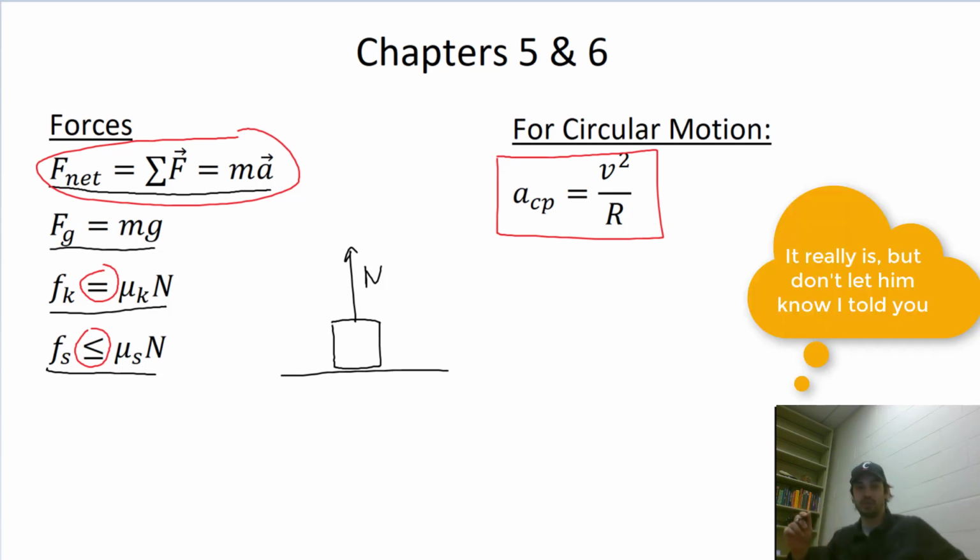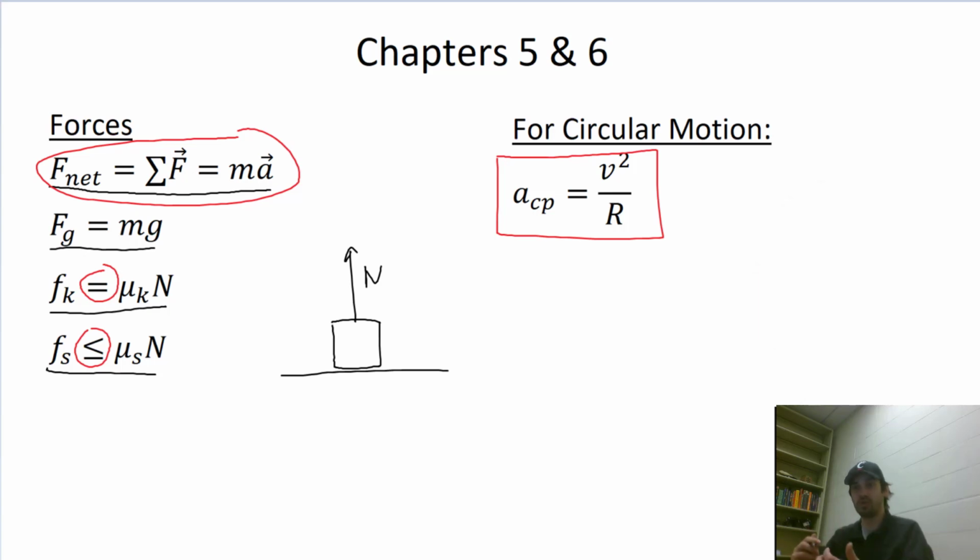We also use this equation for the conical pendulum or a turntable. So anything that moves in a circle that we want to find what the acceleration is from a force, we use Newton's second law, and we say that the centripetal acceleration is going to be v squared divided by r.